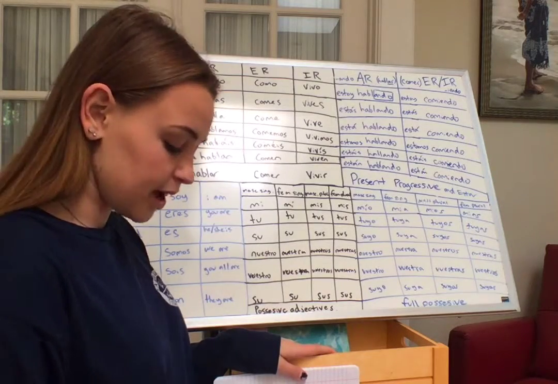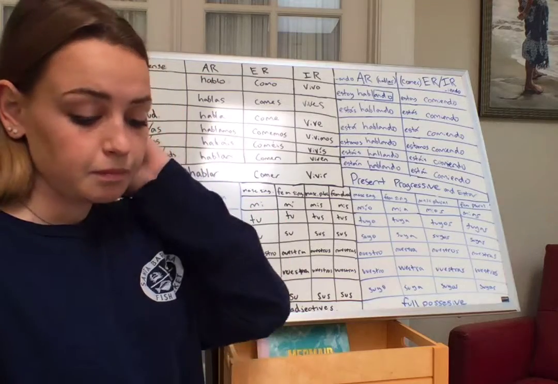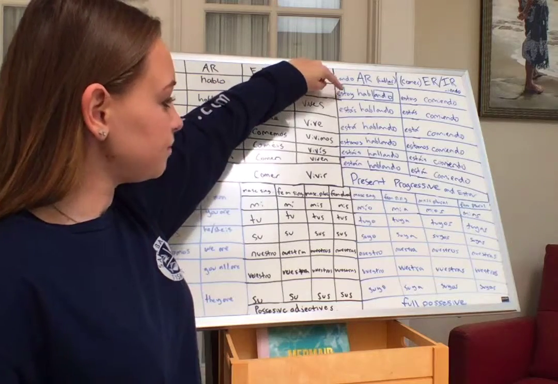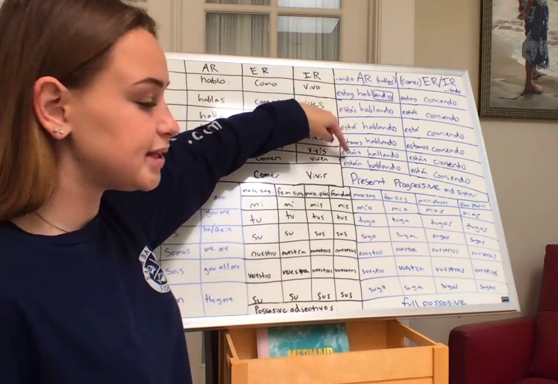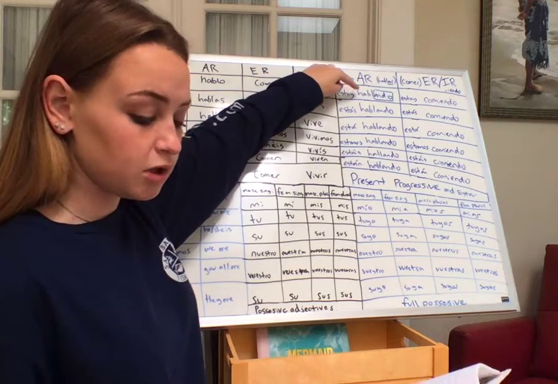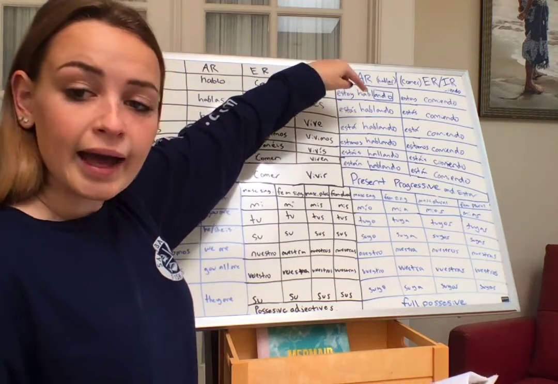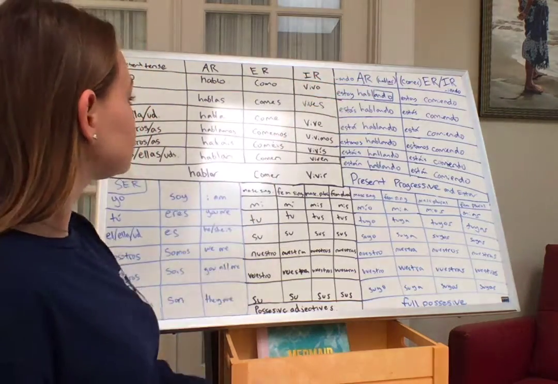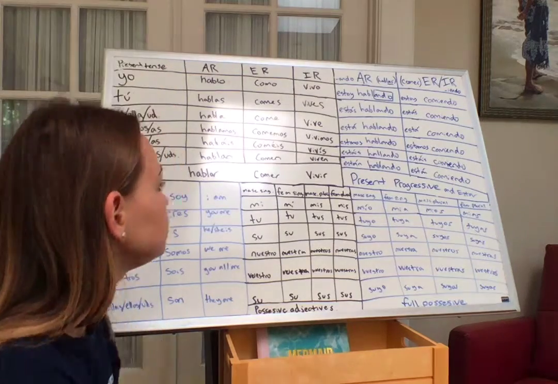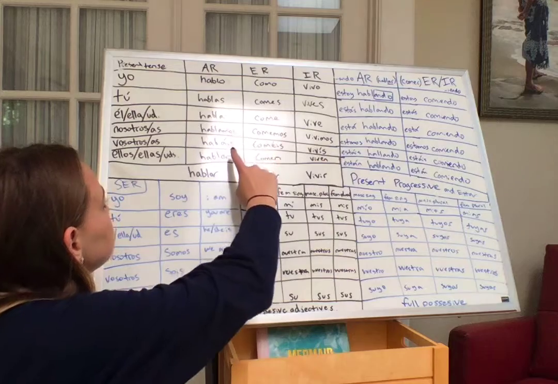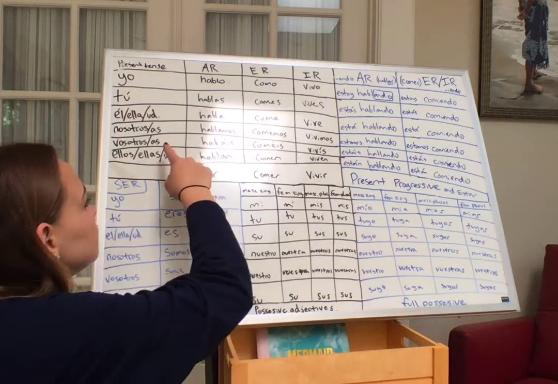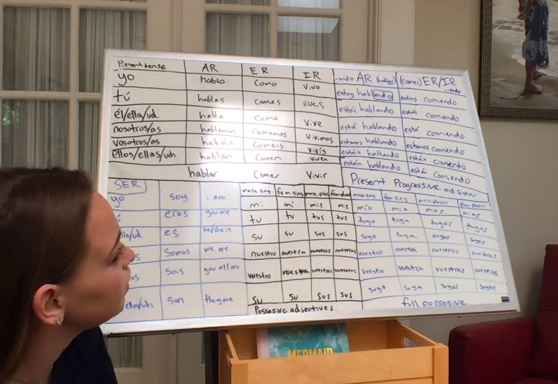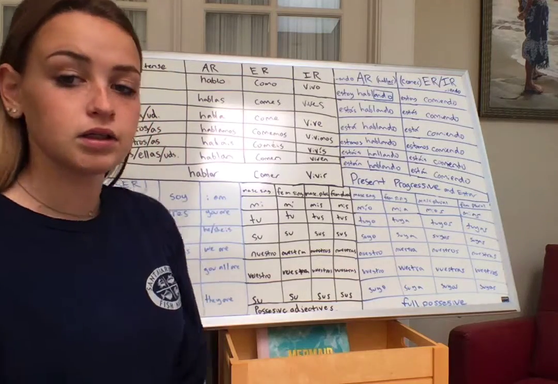You use estar as an auxiliary verb for the present progressive. Estoy, estás, está, estamos, estáis, están. Estoy hablando translates to I am talking. Yo estoy. Tú estás. Ella, usted está. Nosotros, nosotras estamos. Vosotros, vosotras estáis. Ellos, ellas, ustedes están.